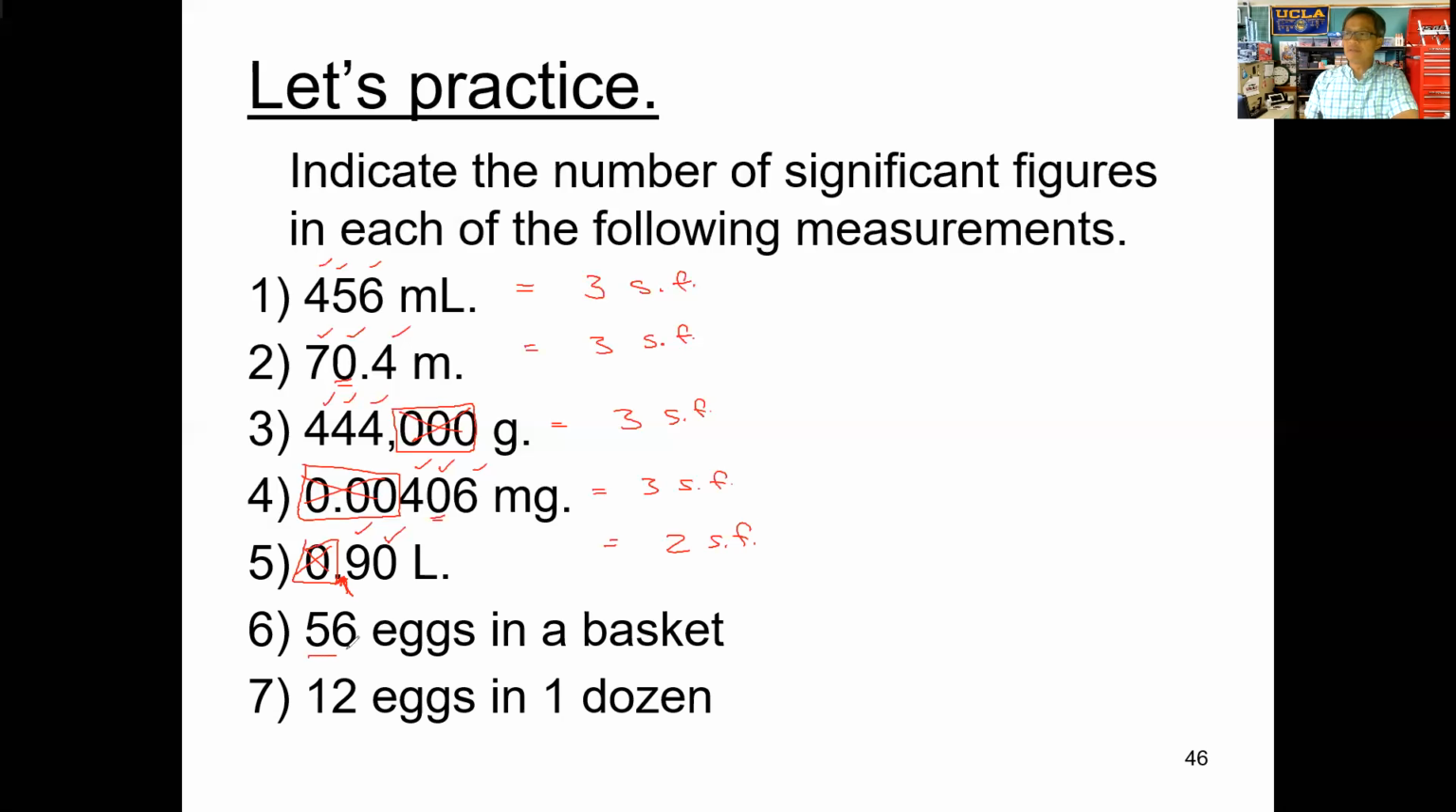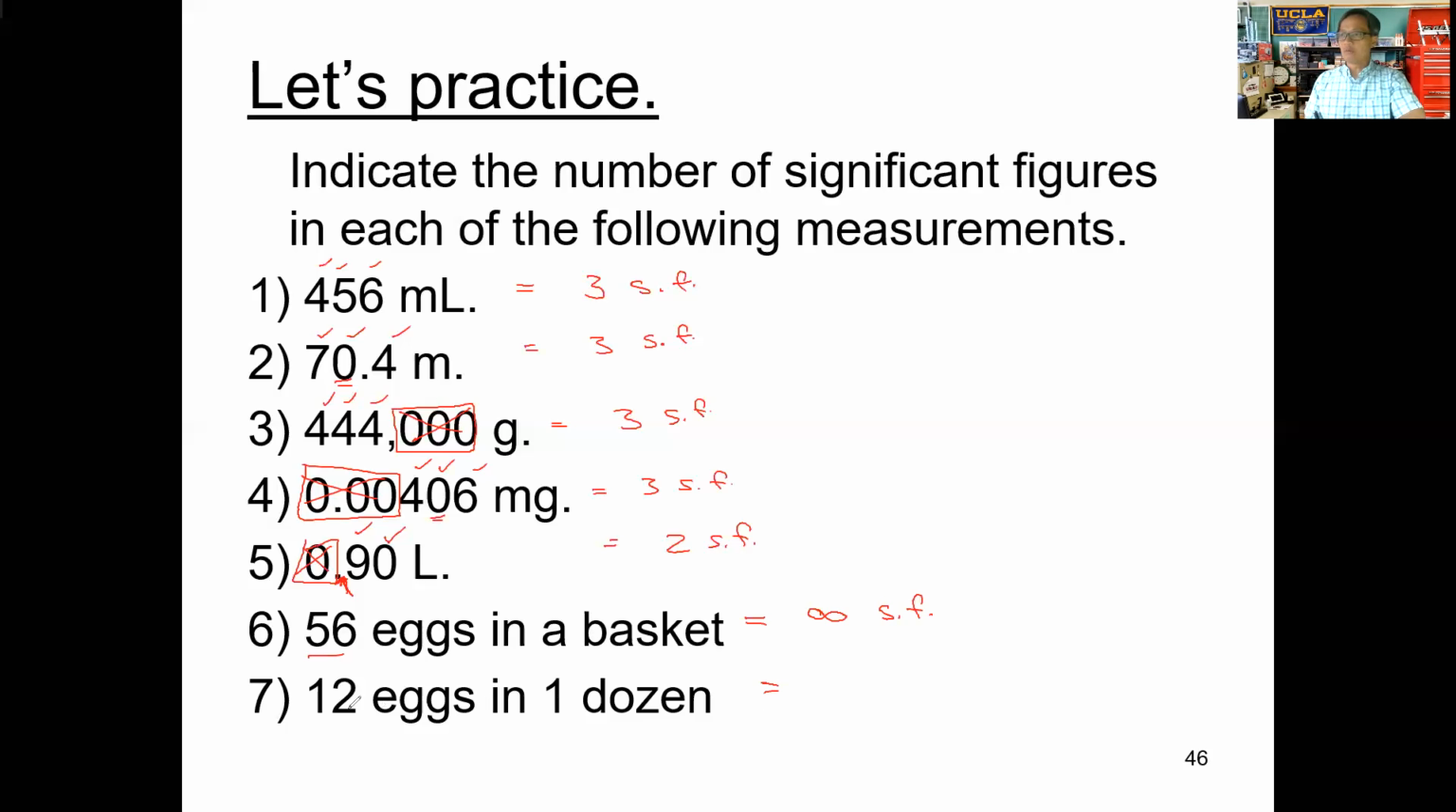However, if we have a number that is not measured, but counted, like it is here, it is an exact number. When we counted out 56 eggs in a basket, there's no estimating involved. We just counted it out. And so, according to rule number 6, this number, 56, has an infinite number of significant figures. It is infinitely precise. That's how we want to think about it.